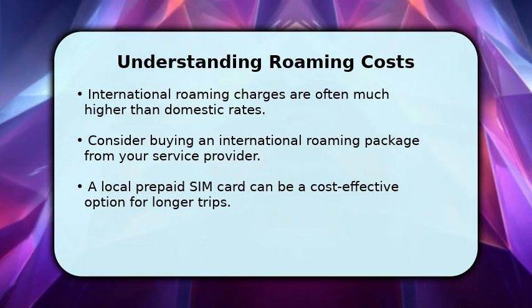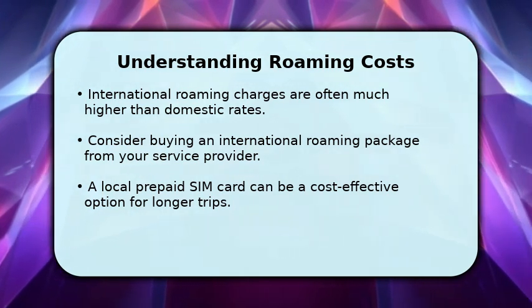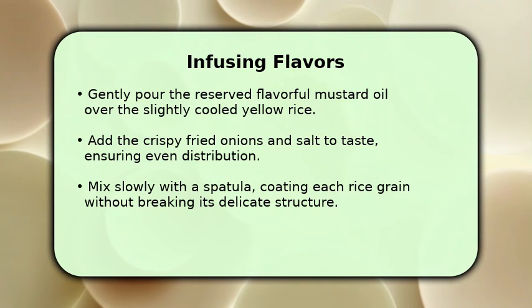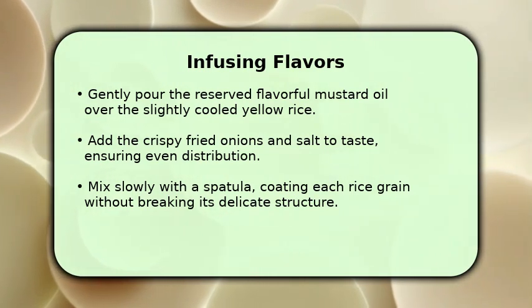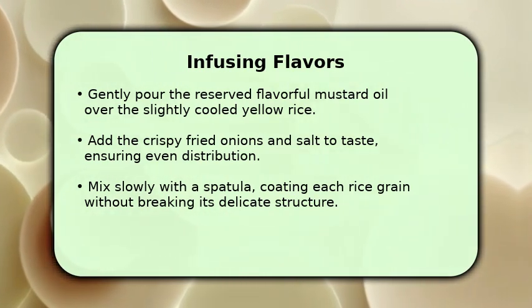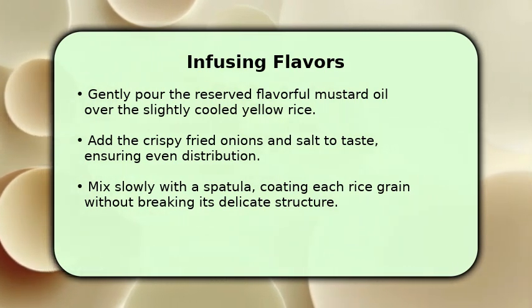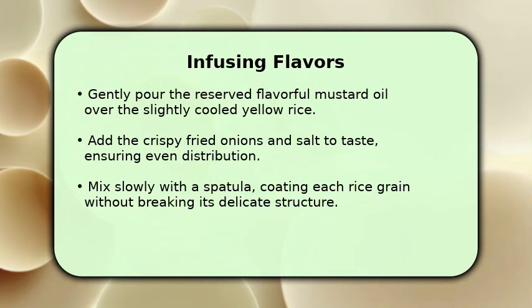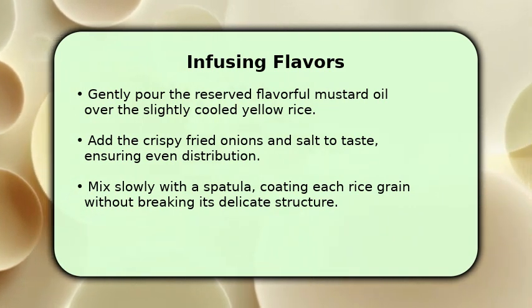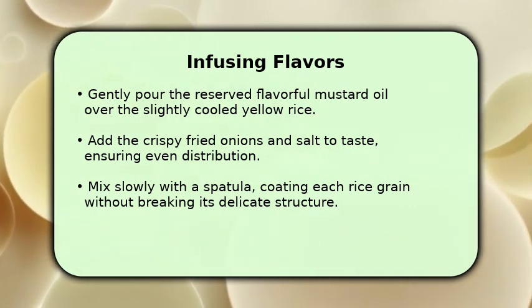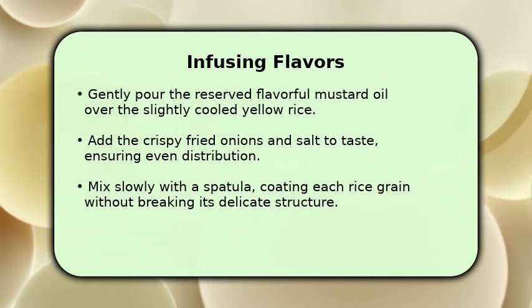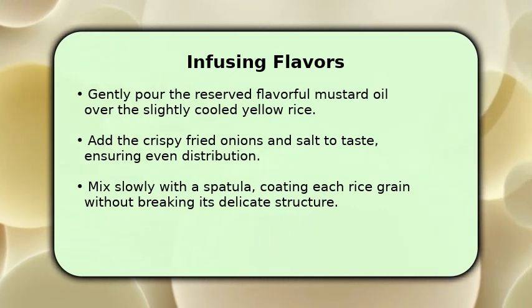This is where the magic happens, infusing our teriyaki with its signature flavor. Take the reserved mustard oil, which is now rich with onion essence, and gently pour it over the slightly cooled yellow rice. Add the crispy fried onions and salt to your liking. Using a spatula, mix everything slowly and carefully. The goal is to coat each grain of rice evenly with the oil and onions without breaking them.